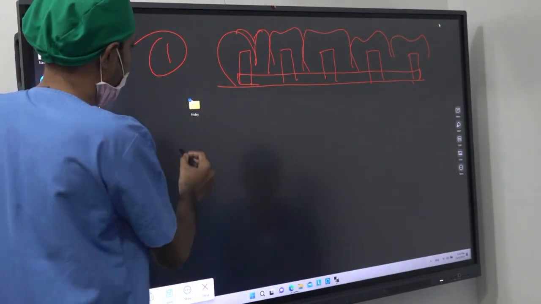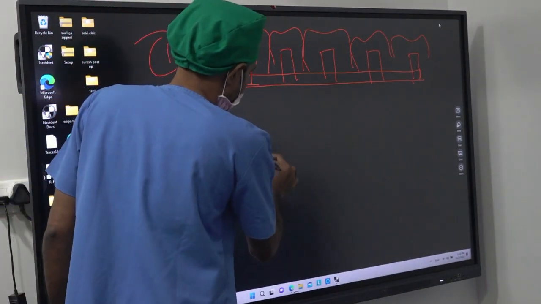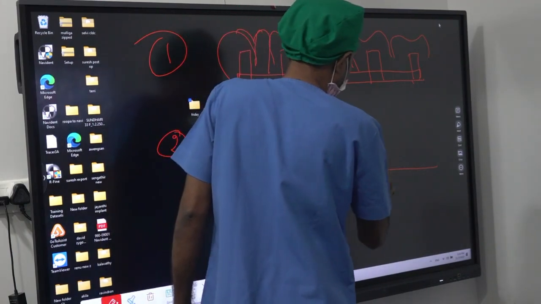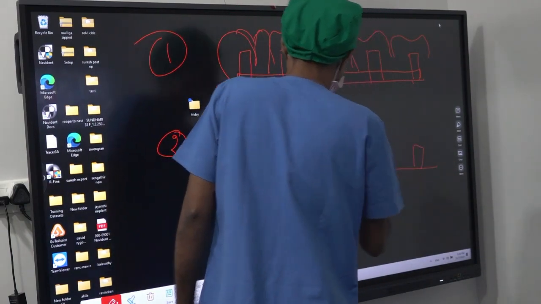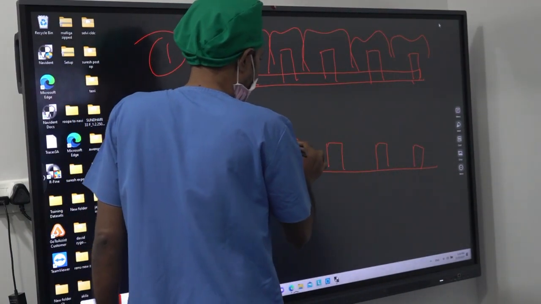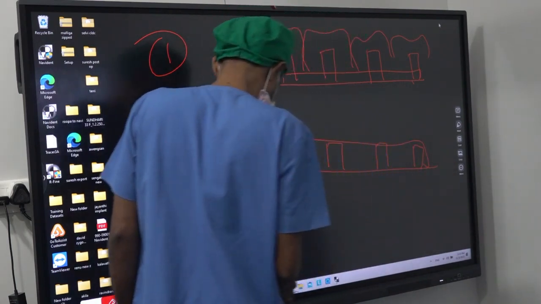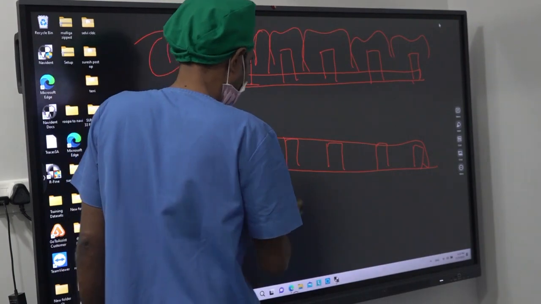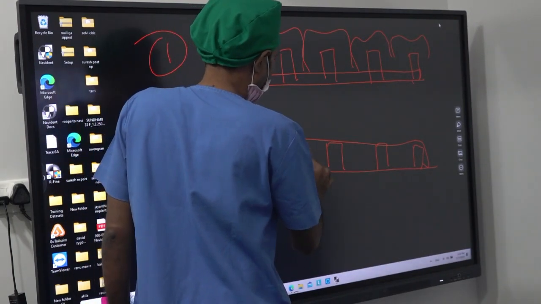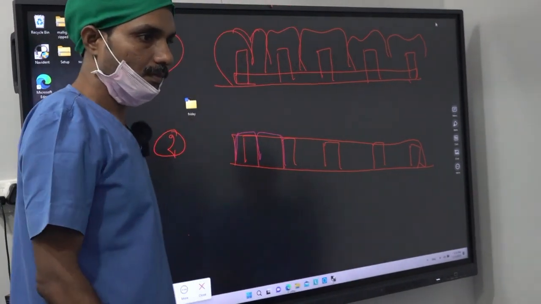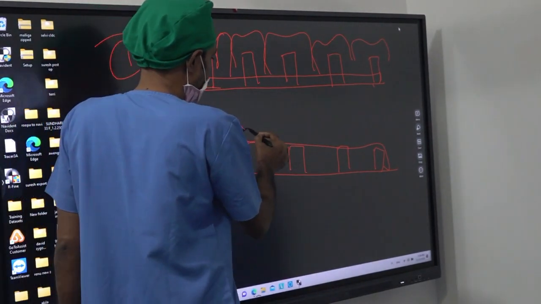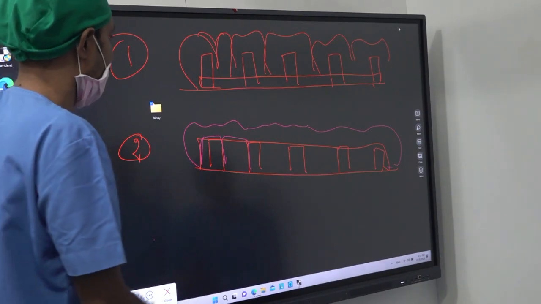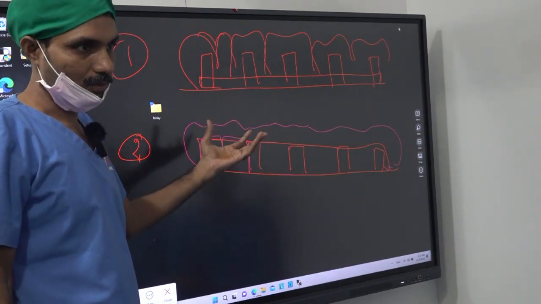The second type is replacing all with single piece implants, but you are connecting them with a bar. We are connecting with a metal bar, and we are giving the prosthesis, metal acrylic, whatever it is. See, we are placing implants inside the bone.